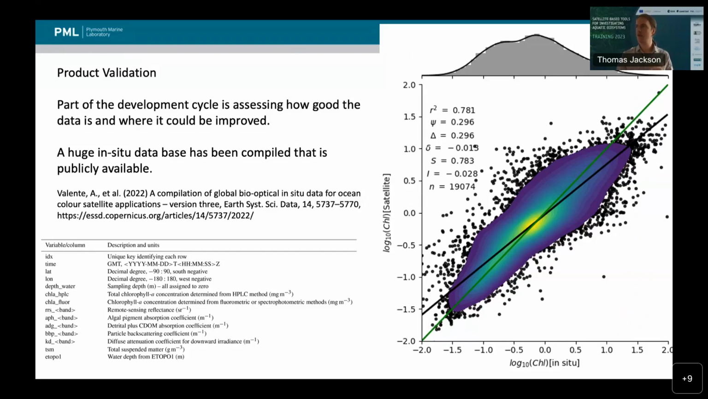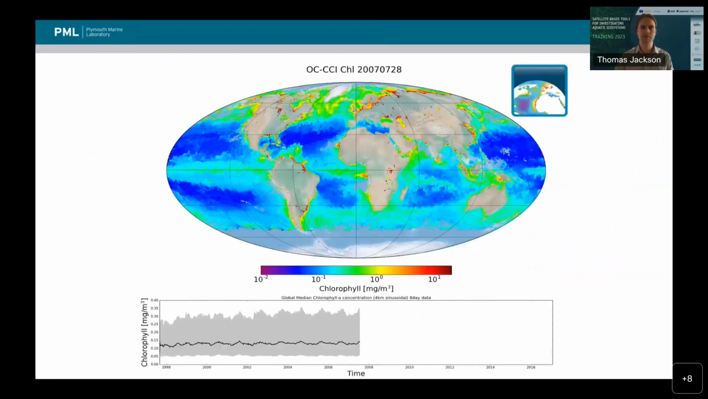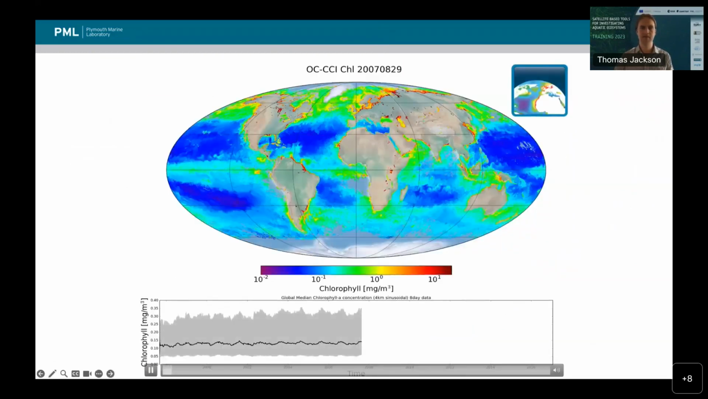You can see here that the bias, overall bias, which is the delta in here, is very low, and that's good. That reinforces pretty much what we were trying to minimize with any biases in the data set, especially over long time series, over the long time record. So yeah, we have a pretty good performing global chlorophyll product over the 25 years or so of the record, and it looks something like this at the long time scale.